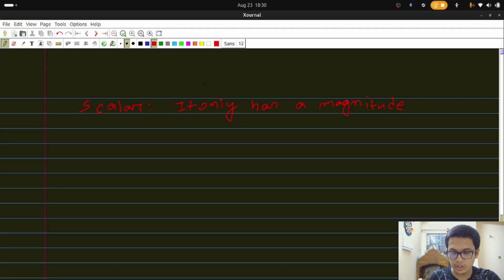Okay, so the scalar quantity only has a magnitude, and the vector has both magnitude and direction.